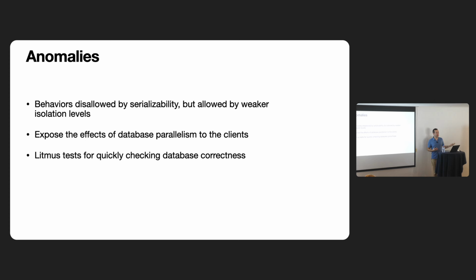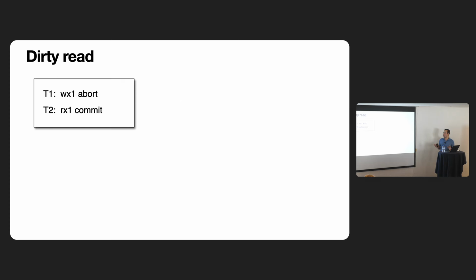These are things like losing 20 euros. And they're important because they're often litmus tests for checking database correctness. When you have bug reports for databases, they often say that the database allows this or that example. These examples go by canonical names. The first one is called dirty read. There are like four or five, so I won't bore you too much.